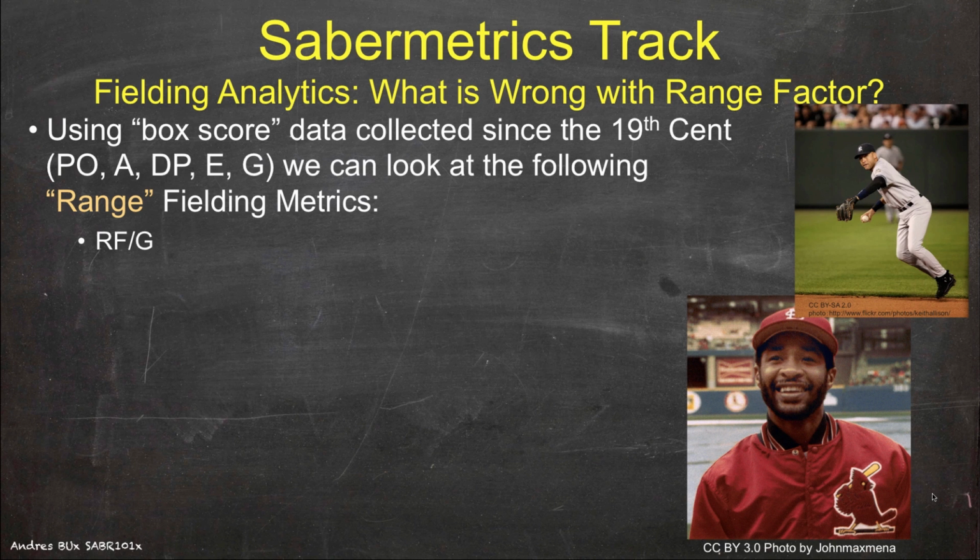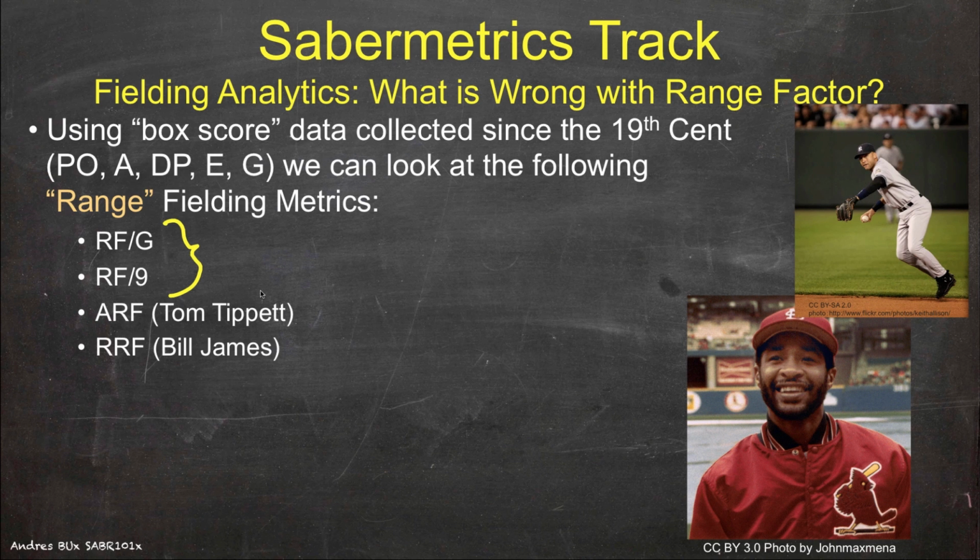So we looked at range factor per game and range factor adjusted for 9 innings. And in the previous video, we talked about the problem with these metrics. And we listed a lot of different criticisms of these metrics and how they don't really get at range. And in response to that, researchers came up with improved range factors. So you had the adjusted range factor created by Tom Tippett and the relative range factor talked about by Bill James in the Fielding Bible book.